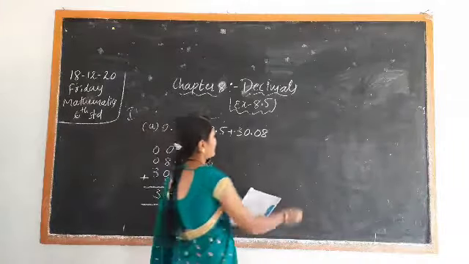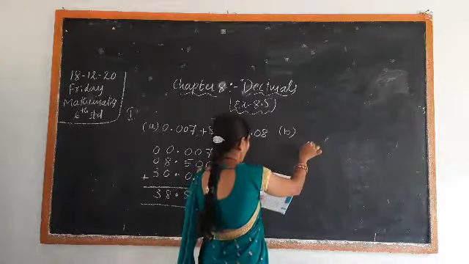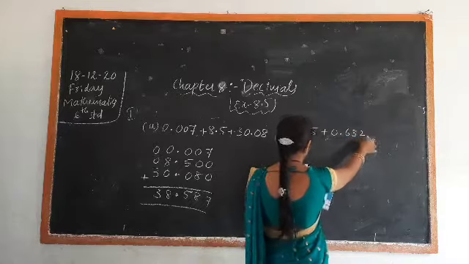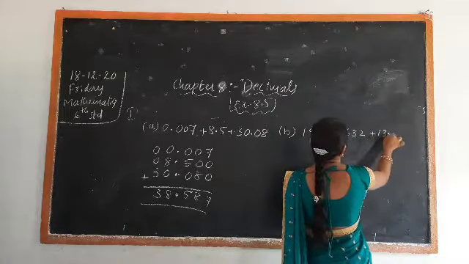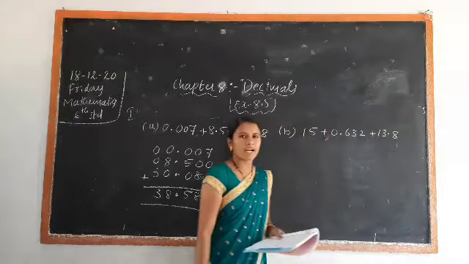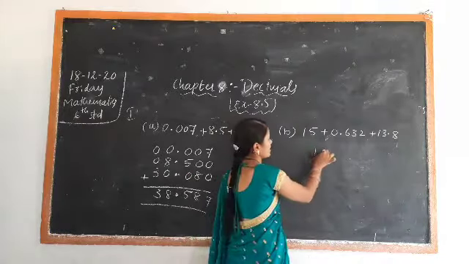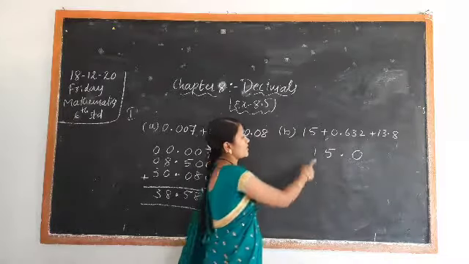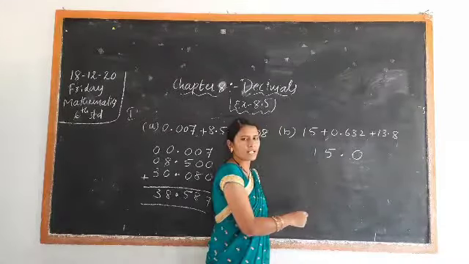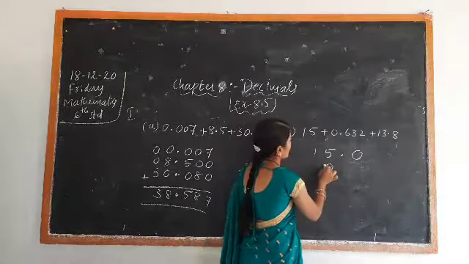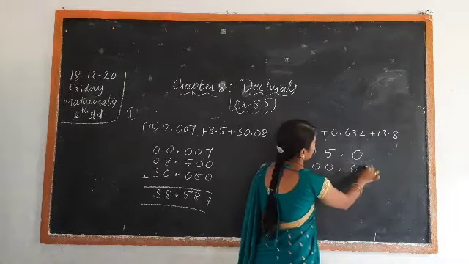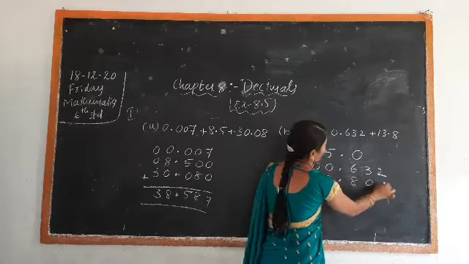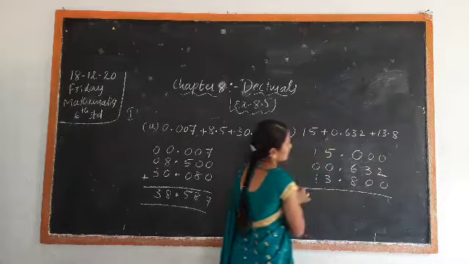Next, take question B. Here, 15 plus 0.632 plus 13.8. Here also, write them as decimal numbers. Here they have given 15, so you have to write 15.0. 15 is a number, 15.0 is a decimal number. Next, 0.632. Next, 13.8. As I said, you have to keep zeros for the remaining places.